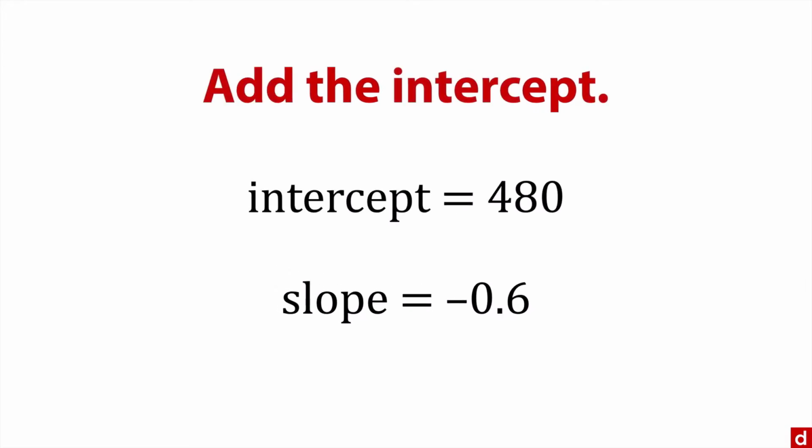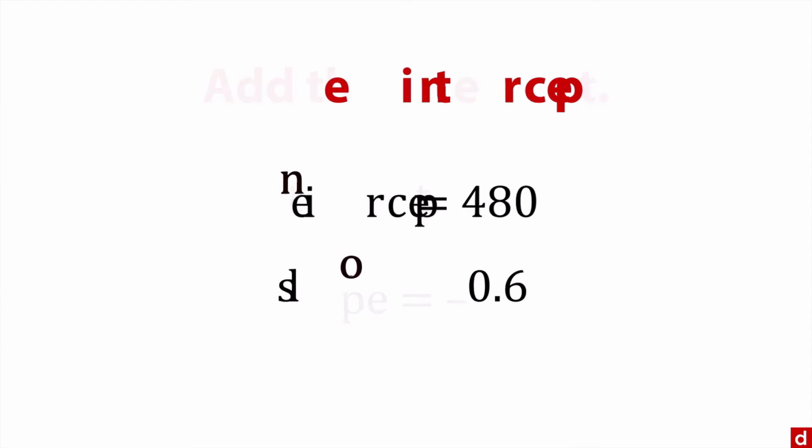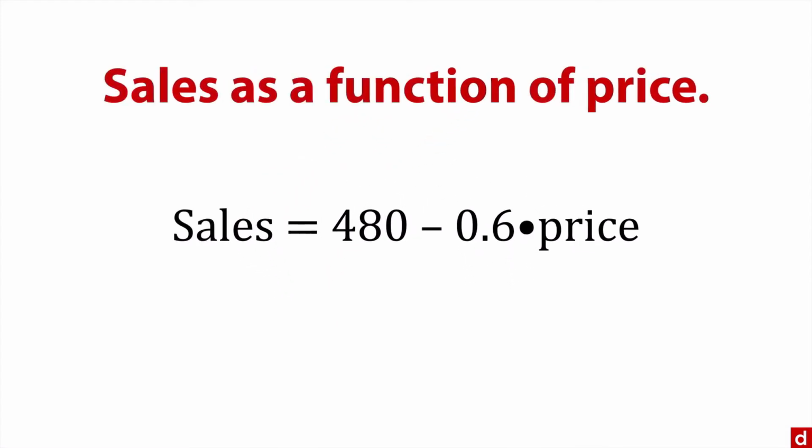And so what we have from this is sales as a function of price, where sales is equal to 480, because that's the y-intercept when x is equal to 0, when price is 0, minus 0.6 times price. So this isn't the final thing. Now what we have to do is turn this into revenue. So there's another stage to this.